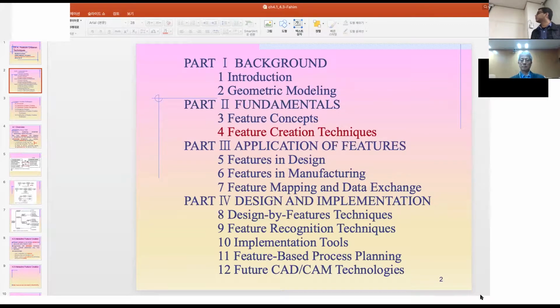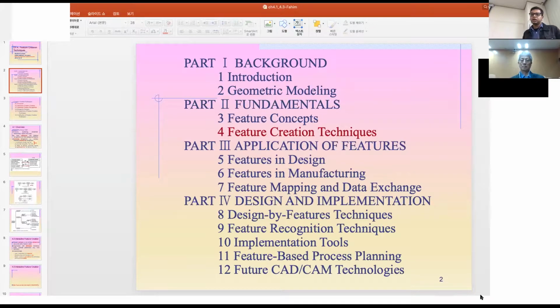From this diagram, we can simply see a relationship between the features and the geometry. Design by feature is the GFF, which makes geometry from preset features, and FFG makes features from geometric models. I think this image will better help you understand. As I said, FFG is divided into 2, which is the interactive feature and the automatic feature recognition, and the GFF is the design by feature.